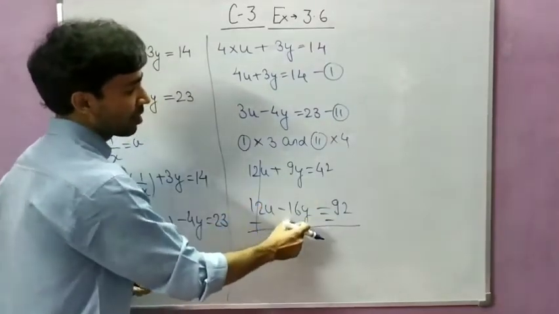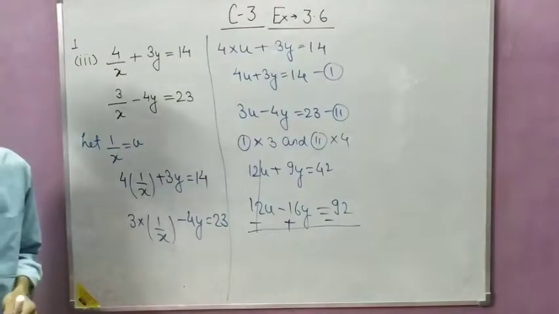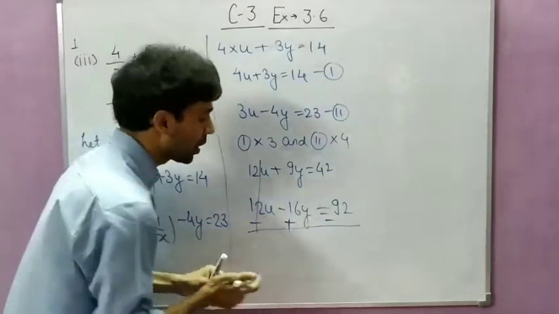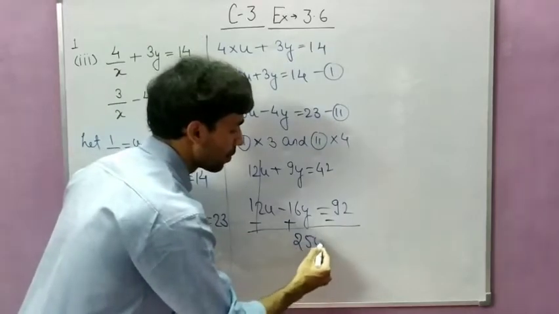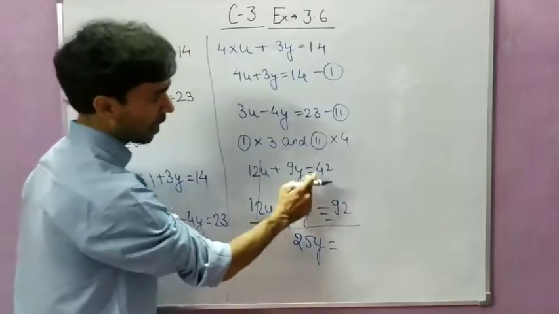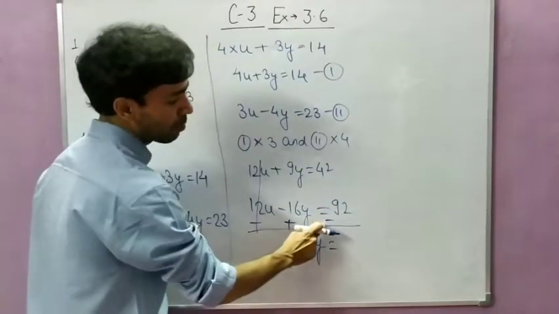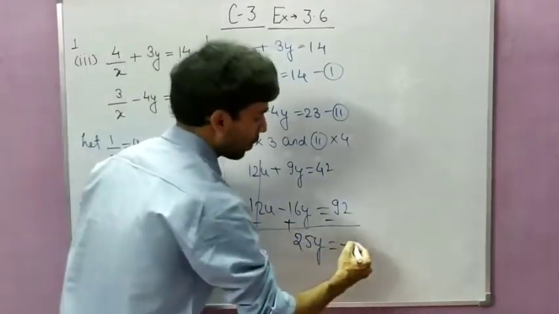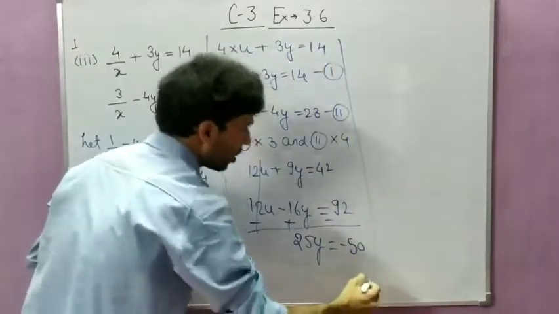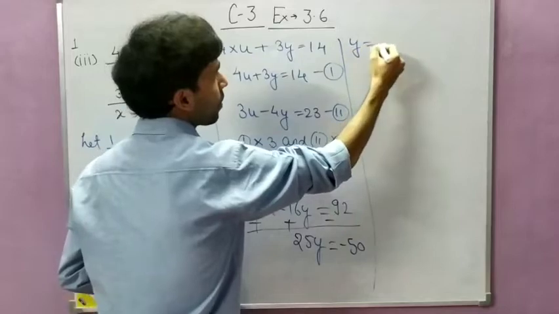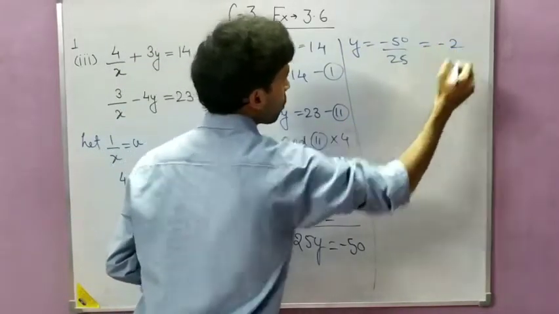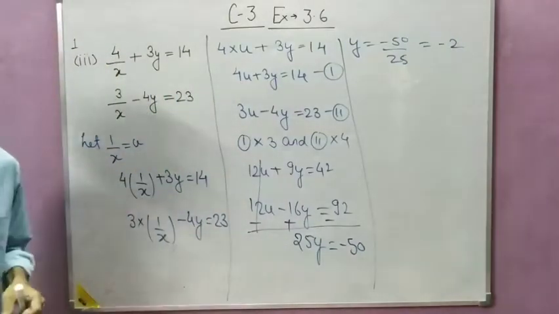See, 9y and 16y, how much will it become? 9y and 16y will become 25y, and because it is plus 42 and minus 92, it will become minus 50. So when you solve it, the value of y will become minus 50 upon 25, that is minus 2. So you got the value of y.